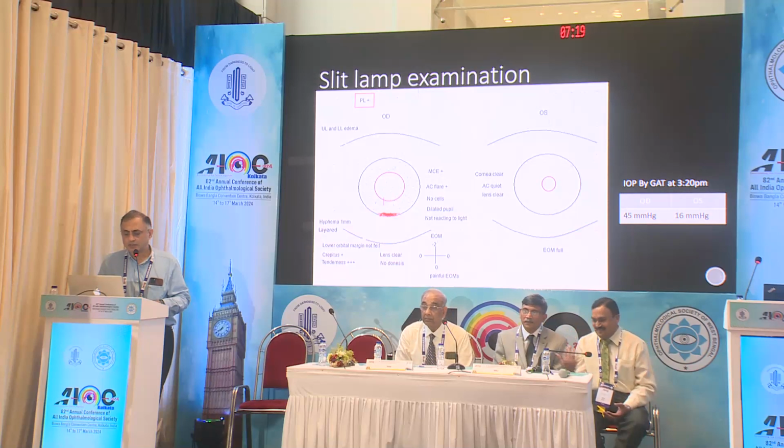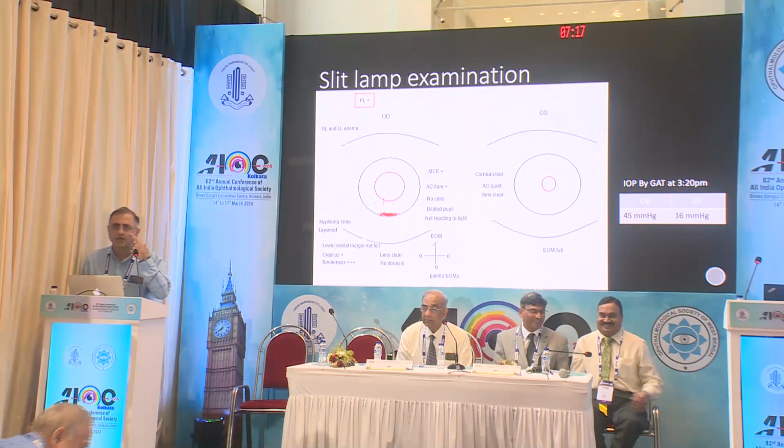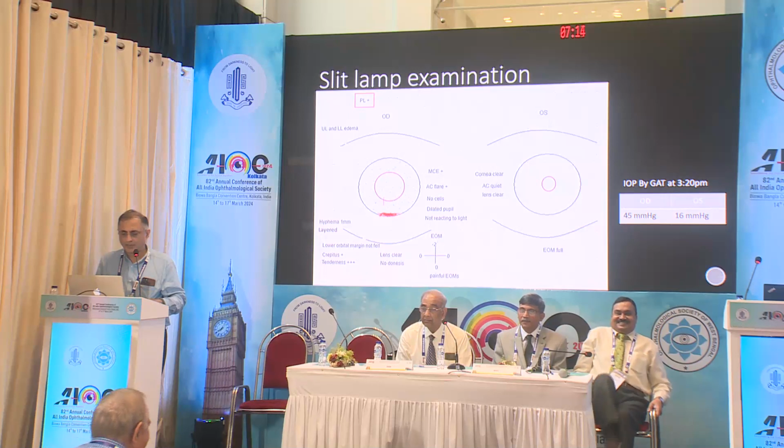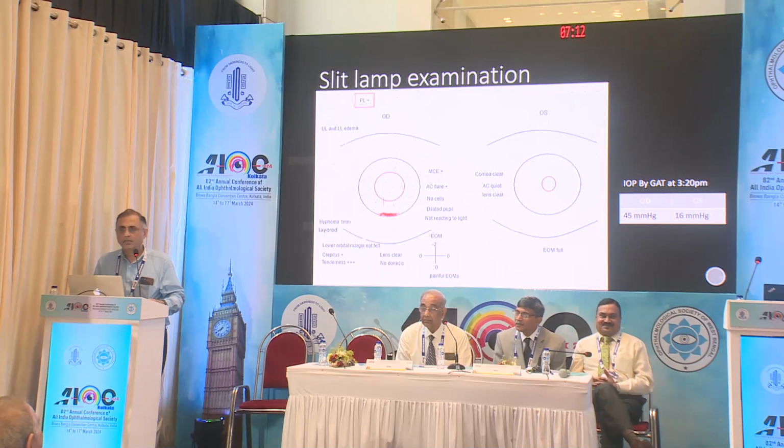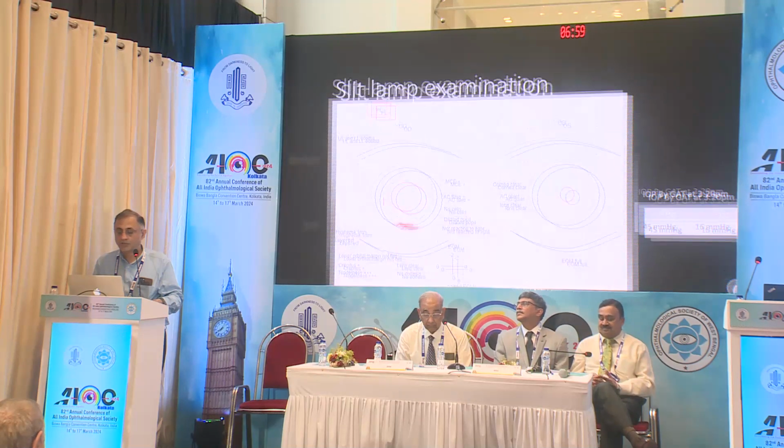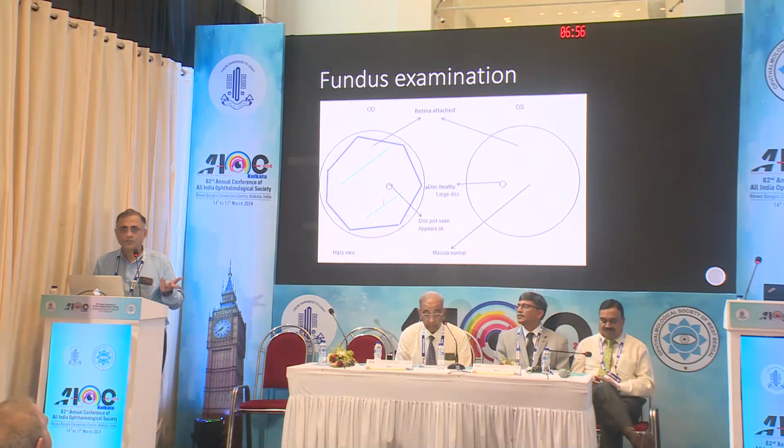He had a lower orbital margin which was not felt. There was crepitus, there was tenderness, and there was a restriction in extraocular movements looking upwards. Slit lamp examination showed microcystic edema. There was a hyphema. The pupil was dilated in the right eye. The left eye was normal. On fundus examination you could see hazily, but the disc appeared okay. The rest of the retinal details were not very clear, and in the left eye it was normal.